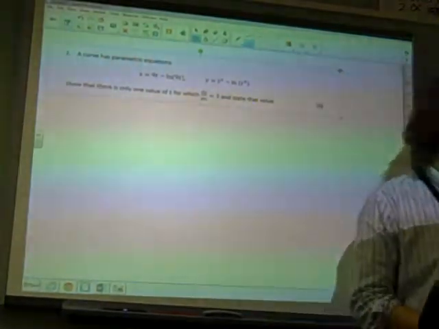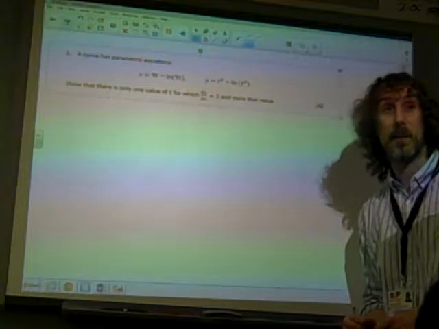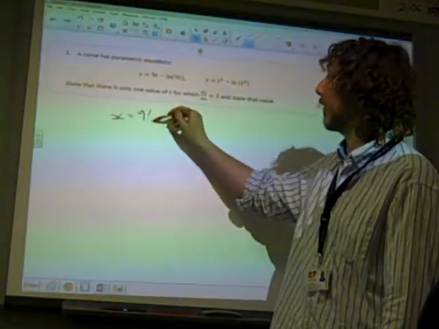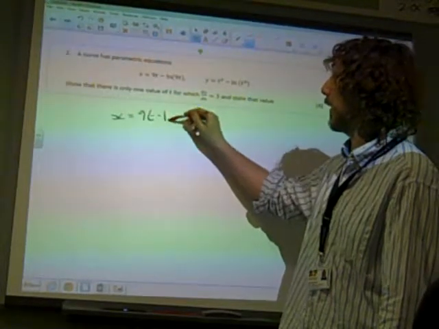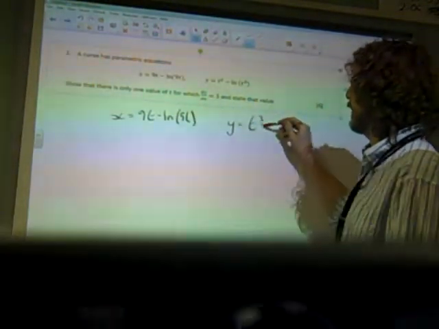And we gave you a second question to do in this week's test, which was a curve, another parametric equations. Wow. Double whammy, and this one brings in logs. How much do we like logs?